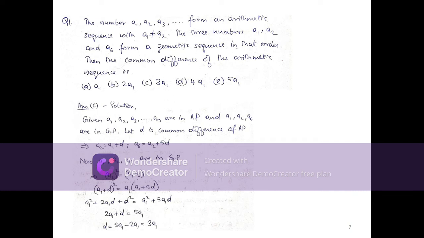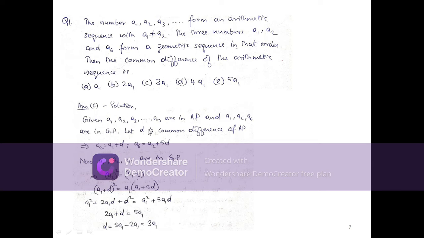Okay. Now, how did you get this 3a1? The question was, the numbers a1, a2, a3 form an arithmetic sequence with a1 not equal to a2. The three numbers a1, a2 and a6 form a geometric sequence. So you have two conditions. One, a1, a2, a3 form an arithmetic sequence. Then a1, a2 and a6 form a geometric sequence in that order. Then you have to find the common difference of this arithmetic sequence. So the answer is C, that is 3a1.